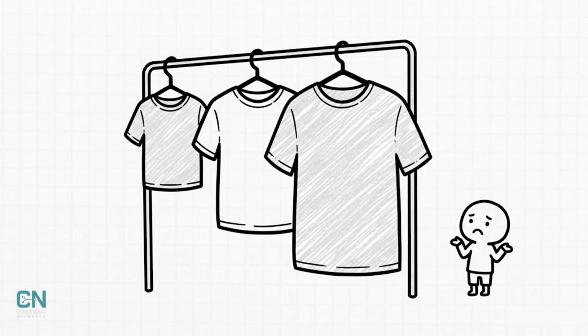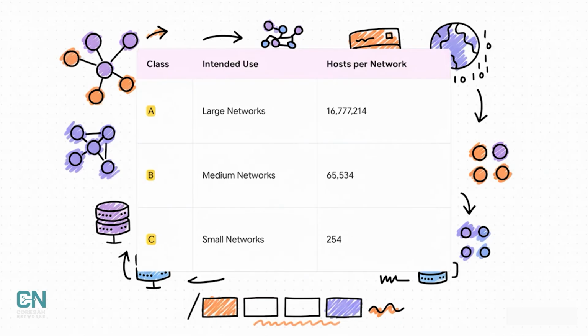Honestly, the best way to think about classful addressing is like buying a t-shirt. You don't get a custom fit, you just have to pick small, medium, or large. This system did the exact same thing with IP addresses. It forced the entire internet into just a few predetermined sizes. And wow, when you look at these sizes, you can see how kind of crazy it was.